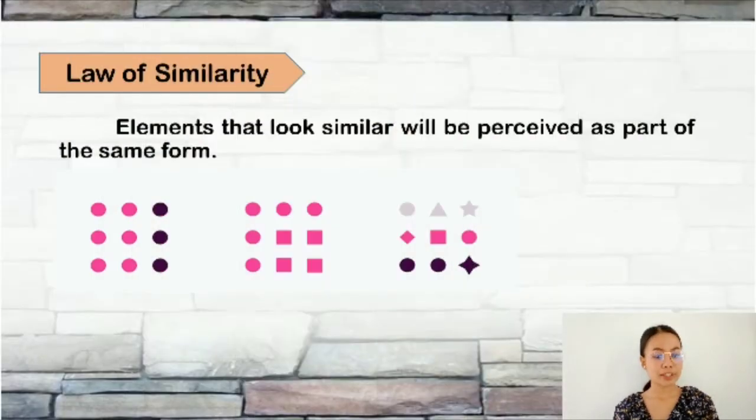The next principle is the law of similarity. In this principle, elements that look similar will be perceived as a part of the same form. In our example, we can see that we are linking the similar elements together.